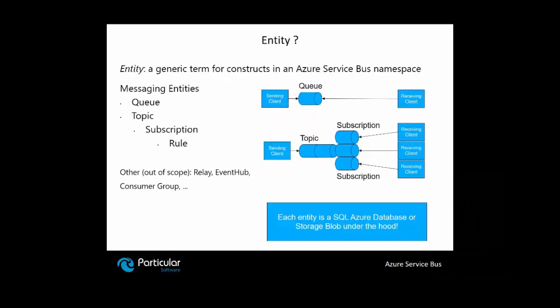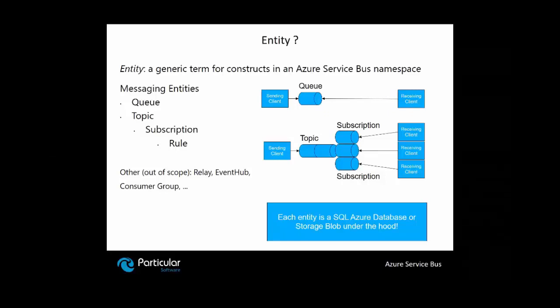Now I use the term entity. This is a generic term that we often use when we're talking about anything that is hosted inside an Azure Service Bus namespace. Now for the scope of this presentation, we will only talk about queues, topics, subscriptions, and rules. So each of these is an entity. So each of these is stored in a SQL Azure database. But there are many other entities, like relays, event hubs, consumer groups, IoT hubs, etc. It's all the same infrastructure. But for now, we will just focus on queues, topics, subscriptions, and rules.